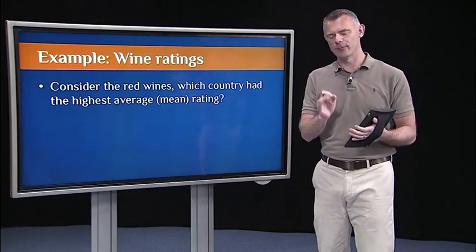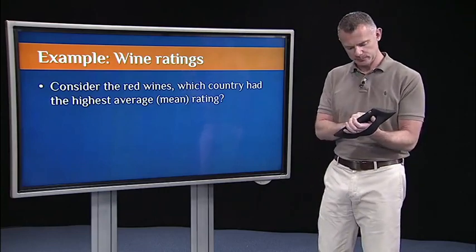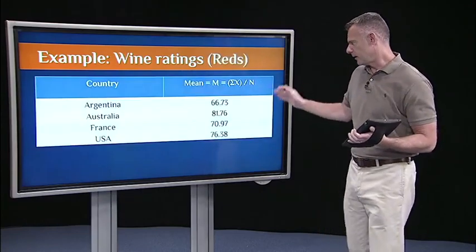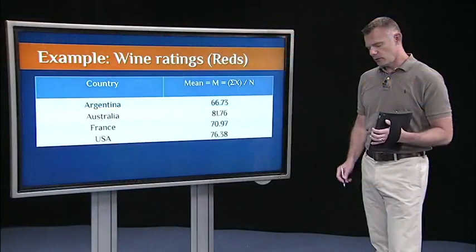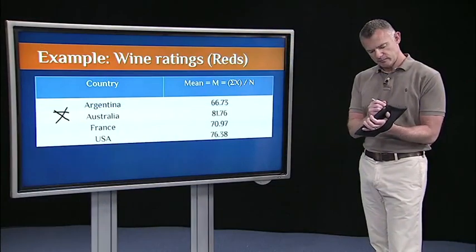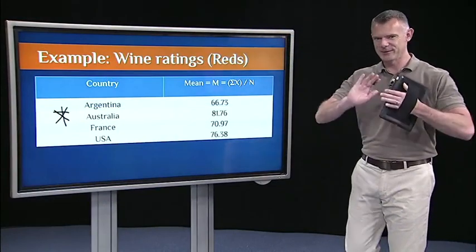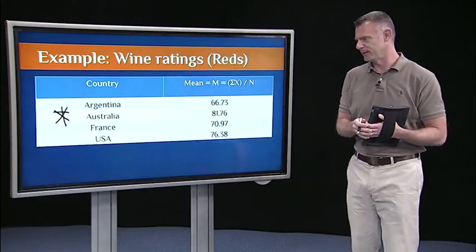So let's look at the overall rankings. If we just want to look at the average, and let's just stick with the reds for now. Here are the means that we calculated from the data that we generated. So the mean for the Argentinian Malbec was 66.73. The mean for the Australian Shiraz was 81.76. The mean for the French red, I forget what the French red was, 70.97. And for USA, it was a Cabernet. It was 76.38. So in this simulation, Australia won. Okay, again, this was completely random. We did not fix this.